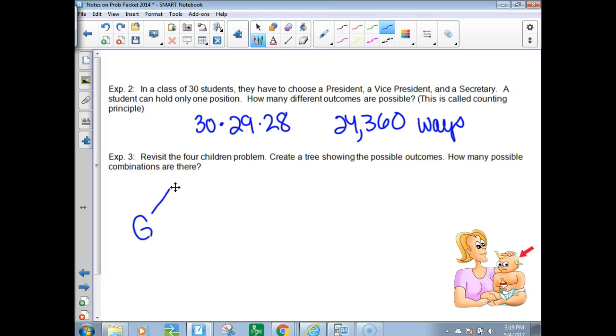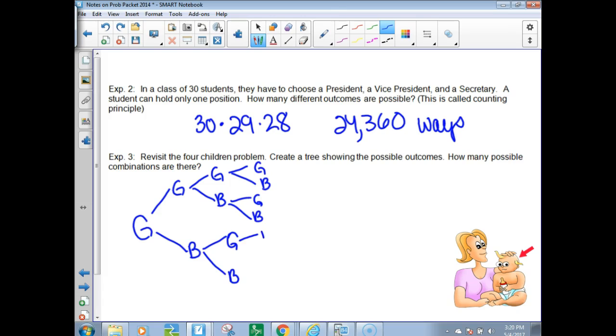The next child could be a girl or a boy. The next child could be a girl or a boy. And it could be a girl or a boy down here. That's only for 3 kids. Let's keep going. We could also have another girl or a boy for our 4th child. What, Max?